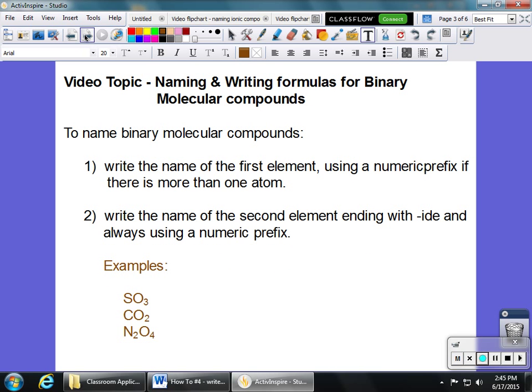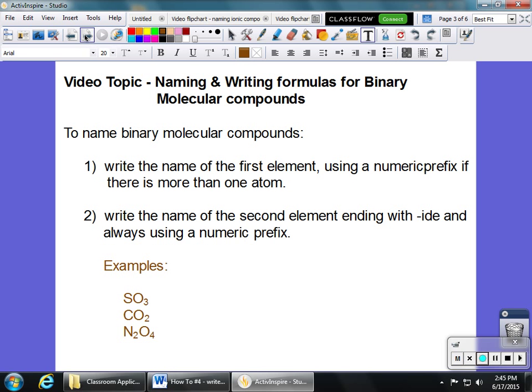For example, to name binary molecular compounds, you will first have to write the name of the first element. You only use a numeric prefix if there would be more than one atom in this case. After you've written the name, you have to write the name of the second element, ending with that "ide" ending, but you always must use a numeric prefix on the second word describing the second element of the compound. Let me show you what I mean.